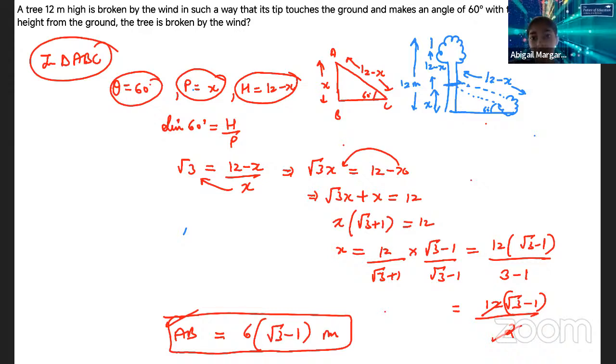Understood? Yes. I thought sine 60 is root 3 by 2. Oh my god. Can you say this a little bit earlier before also? No, I was checking myself again and again because I was like, how can sir be wrong? Oh my god.